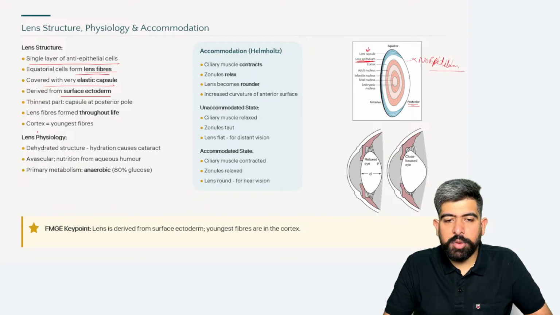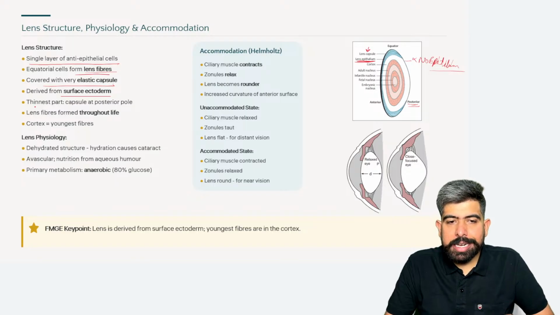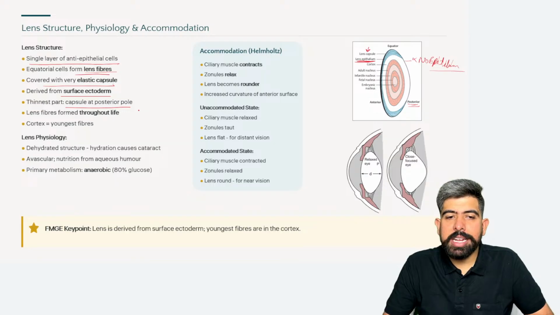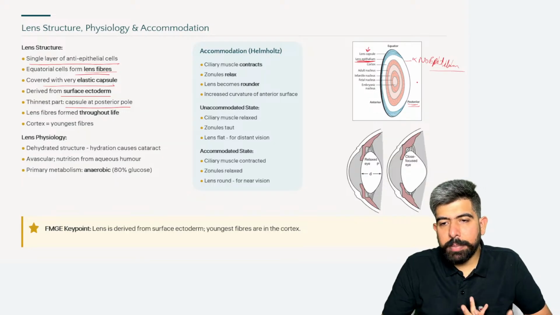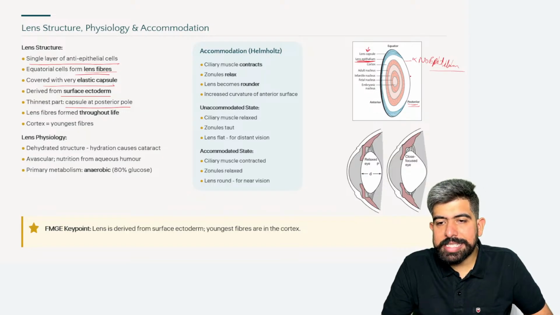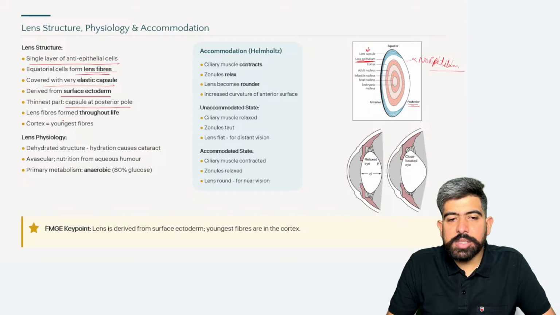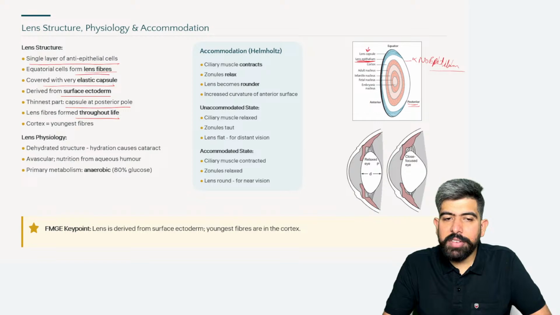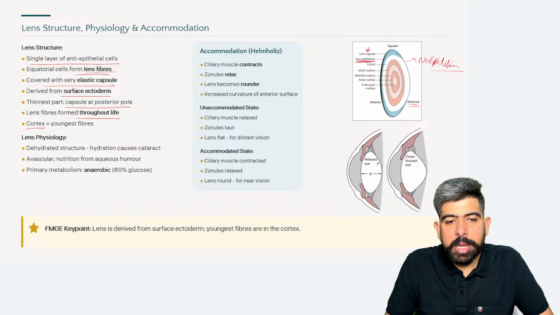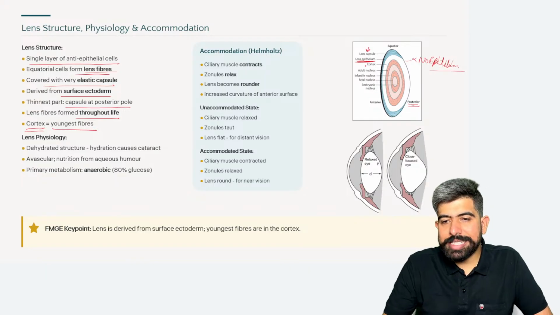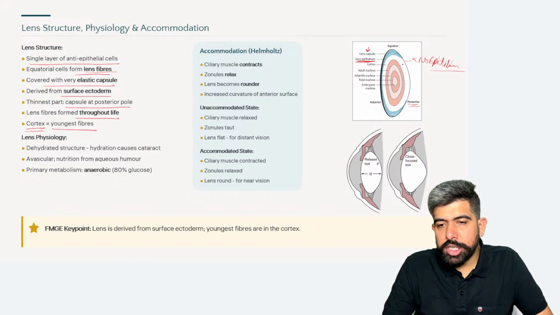The lens is derived from the surface ectoderm, and the thinnest part of the capsule is at the posterior pole. Okay, the thinnest part of the capsule is at the posterior pole, because, you can see, it is very thin. There is no epithelium, so that's why it has a very thin capsule on the posterior side. The lens is formed throughout life. Please remember the lens fibers are forming throughout life. And please remember, what are the youngest fibers? The cortex is the youngest fiber, right? The cortex is the youngest fiber. So you can see over here, the outer structure you can see over there.